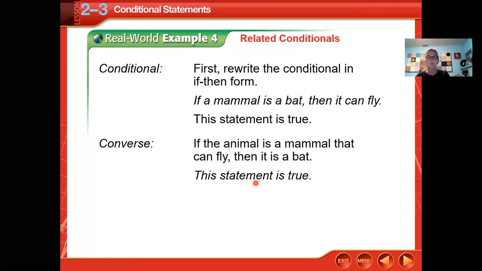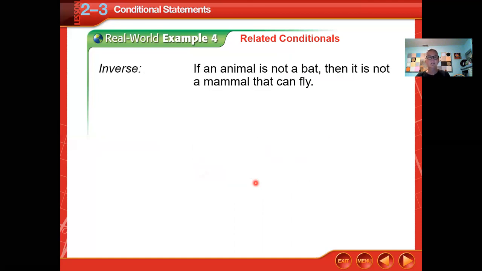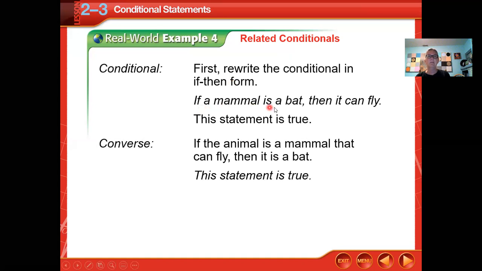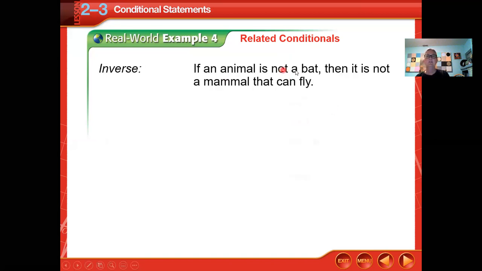Now I'm going to do the inverse. So I'm negating the original. Remember the original was if a mammal is a bat, then it can fly. Now you negate both parts: if a mammal is not a bat, then it cannot fly. If an animal is not a bat, then it is not a mammal that can fly. And it's also a true statement.